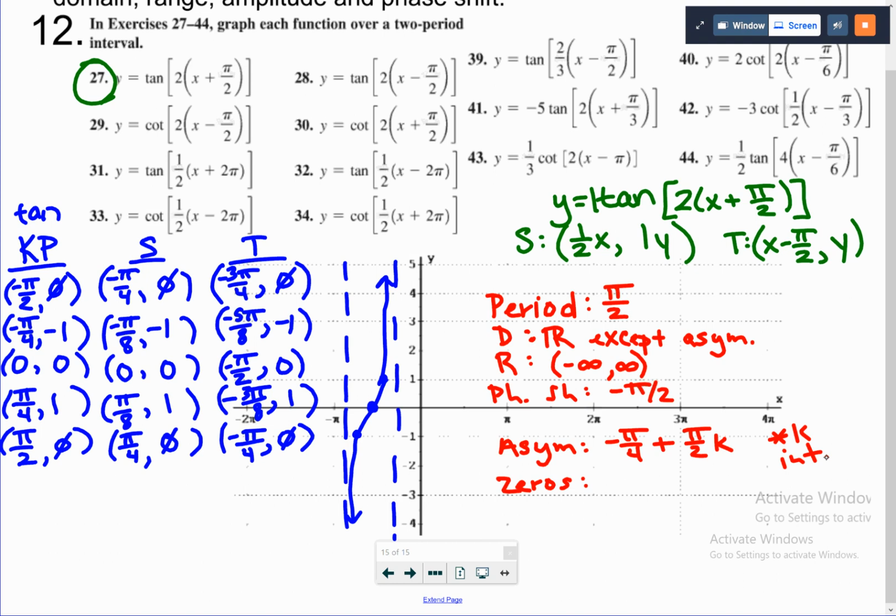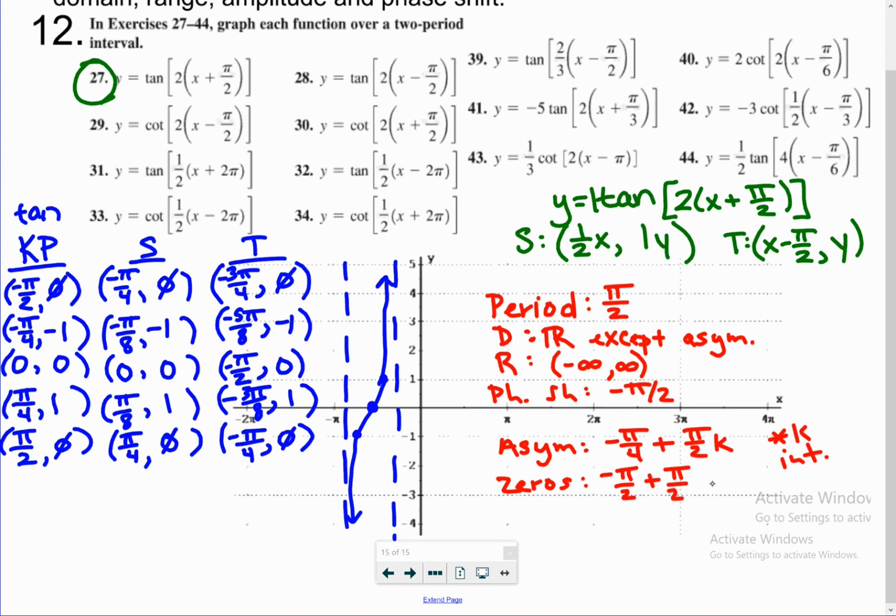Okay, and then zeros. Where do we have a 0 on this graph at? Negative pi over 2, and then again plus the period times k. So actually this one you could just say like 0 plus pi over 2k or just pi over 2k. And again, it's not letting me write there.